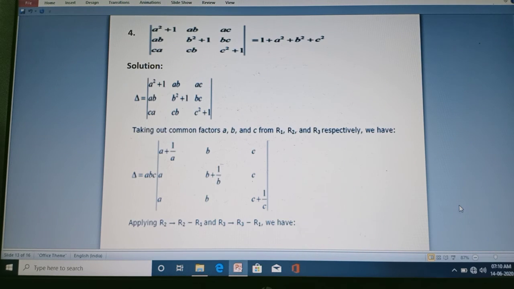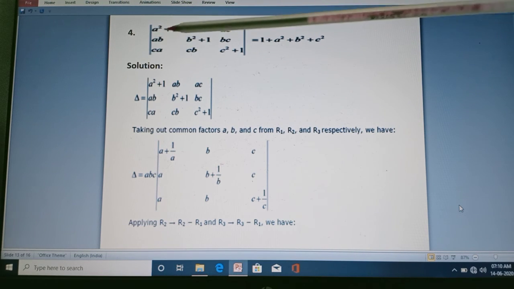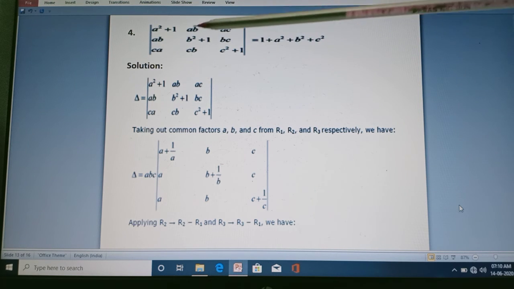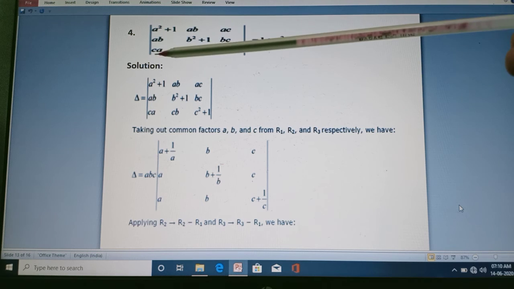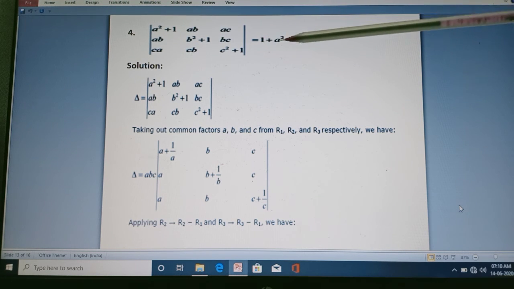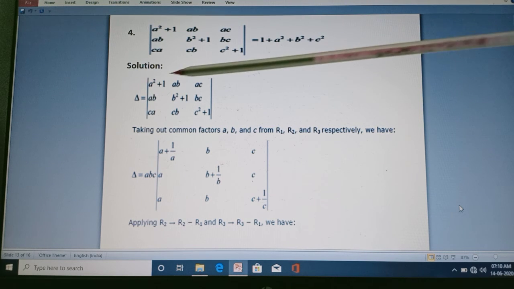So students, there is one more question, the last in this video lecture. You can see the question: a square plus 1, ab, ac in the first row; in the second row ab, b square plus 1, bc; in the third row ca, cb, c square plus 1. And we are going to prove it equals 1 plus a square plus b square plus c square. So this is the question.